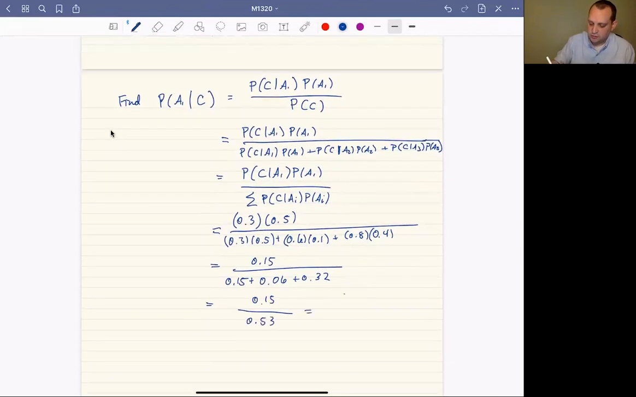And so altogether, the probability of A1 given C is going to be 15 over 53, whatever that turns out to be as a decimal. So there's our probability of A1 given C. This is Bayes' theorem in a nutshell. In our next video, we'll do an example where we talk about an actual medical diagnosis, one place where it is incredibly useful to understand Bayes' theorem.